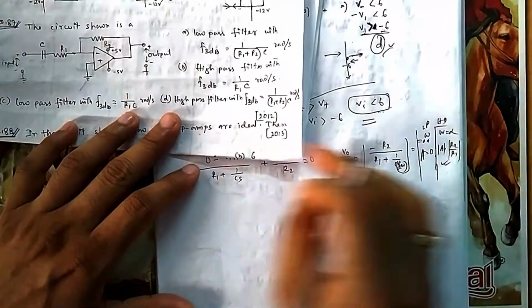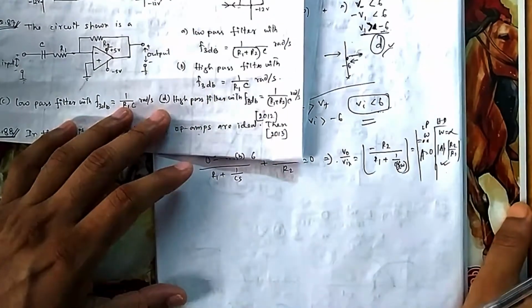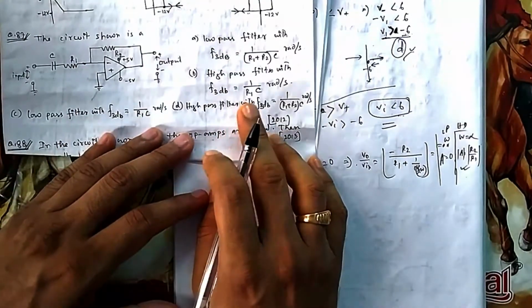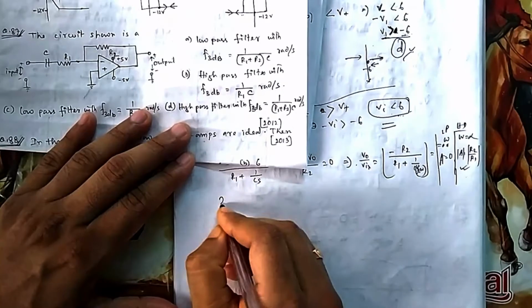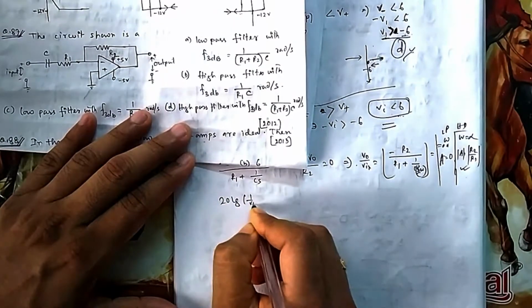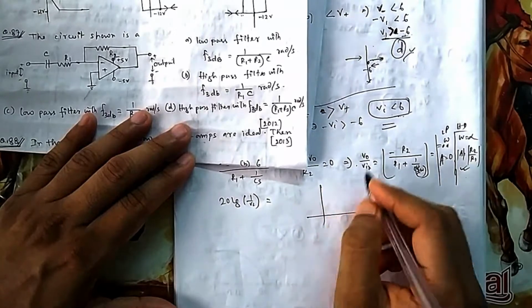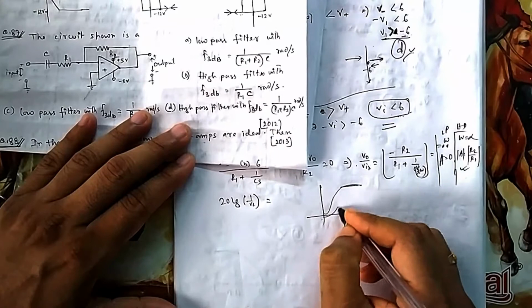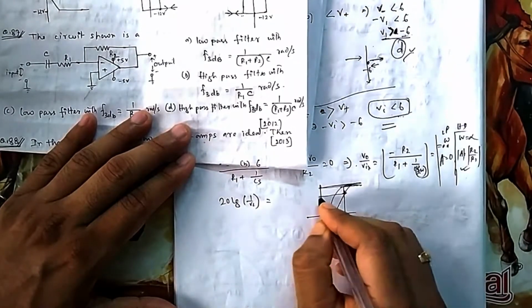Now they are asking the 3 dB cutoff frequency. I told you in the circuit analysis, I guess. What is 3 dB cutoff frequency? It means your half power frequency. 3 dB means 20 log 1 by root 2. If you do that, that is 3 dB. So if you see the bandwidth, here it will be something of this fashion, because it is high pass. Somewhere it will come to half power. This is full power, this is half power.